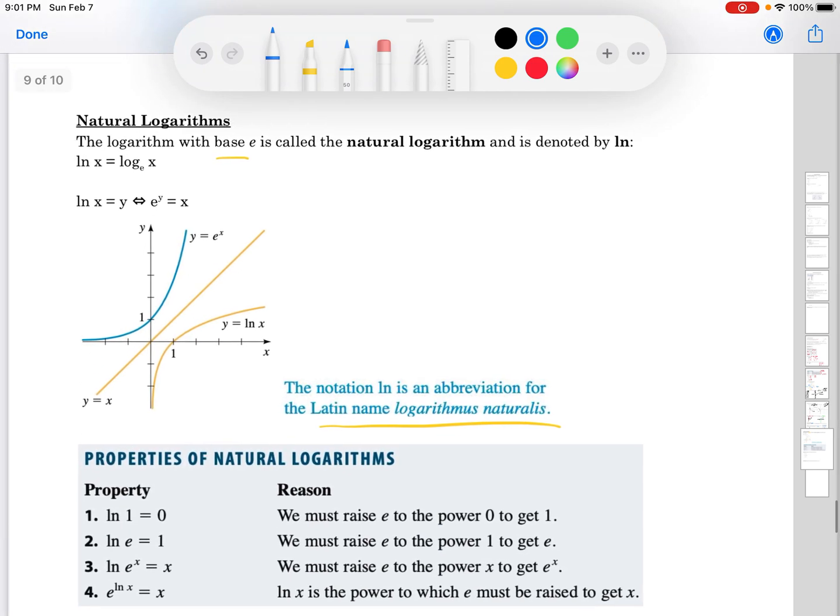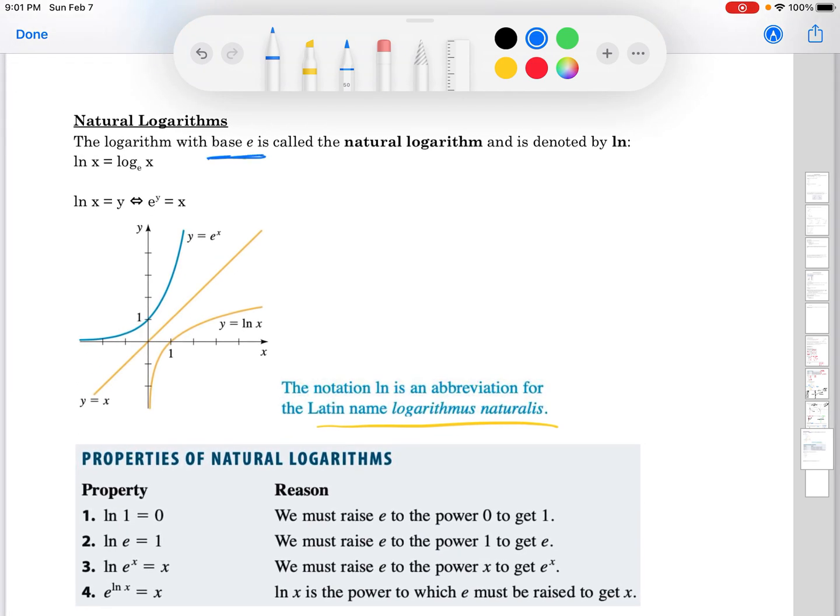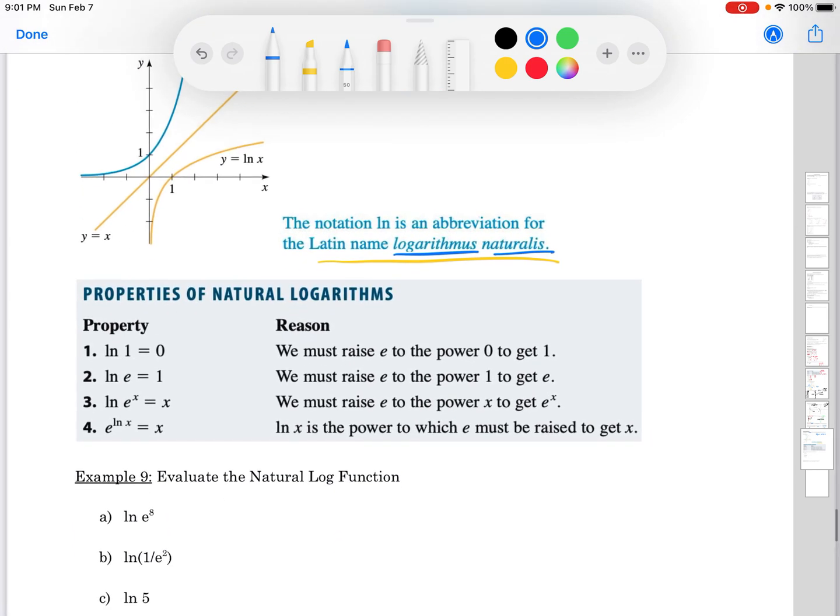All right, the natural log. So the natural log is specifically when we're talking about base e. But instead of writing log base e of x, we just write ln of x. ln stands for logarithmus naturalis, just Latin for the natural log. It follows all the same rules.